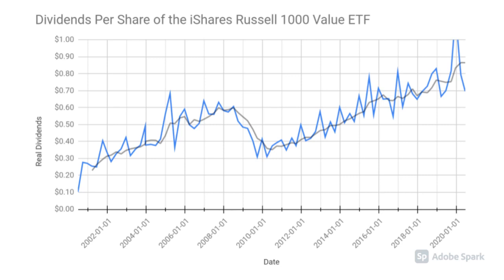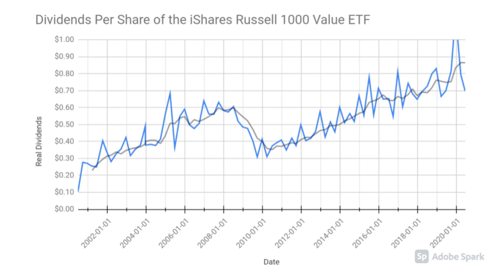As of late July, the Russell 1000 Value Index yields 2.79%, whereas the S&P 500 index yields only 1.78%. Value stocks will pay an income stream that is 57% higher than the market average. So our stock component will consist of value index funds.